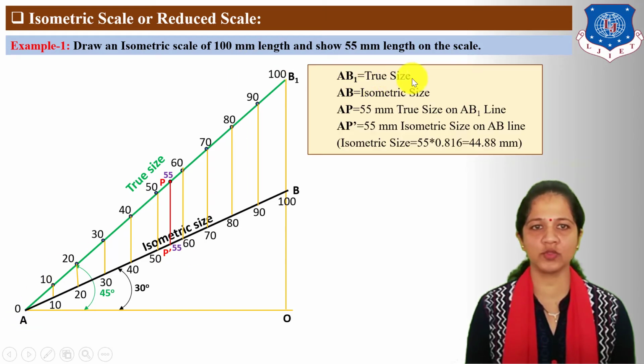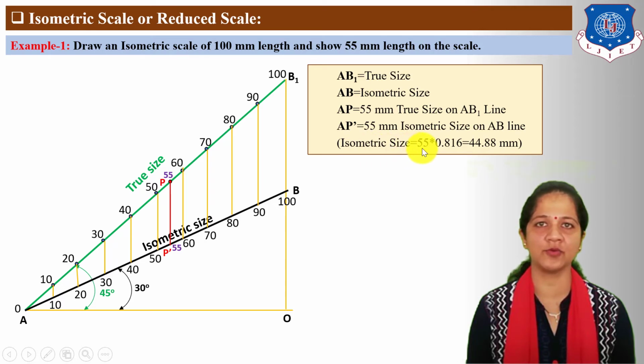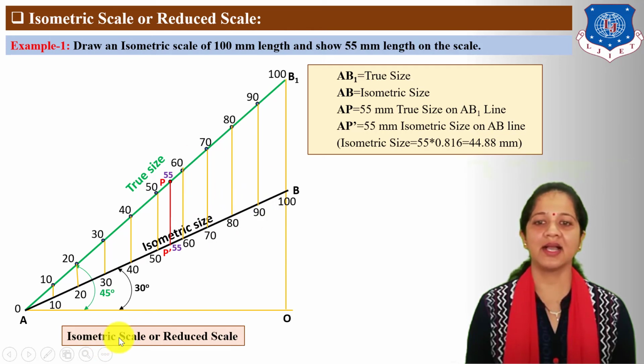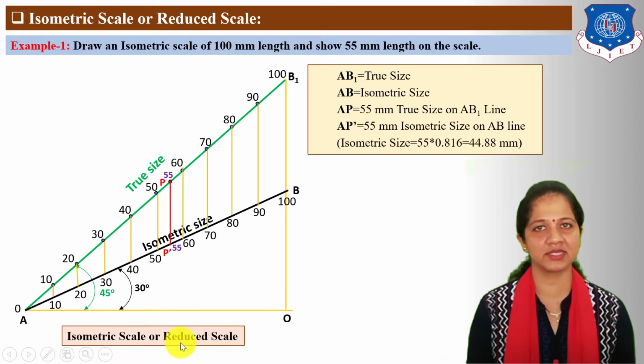Here AB1 indicates true size, AB line indicates isometric size, AP is equal to 55 mm true size on AB1 line, AP dash is equal to 55 mm isometric size on AB line, and isometric size is equal to 55 into 0.816, which is equal to 44.88 mm. So this indicates the isometric scale or reduced scale for 100 mm length.